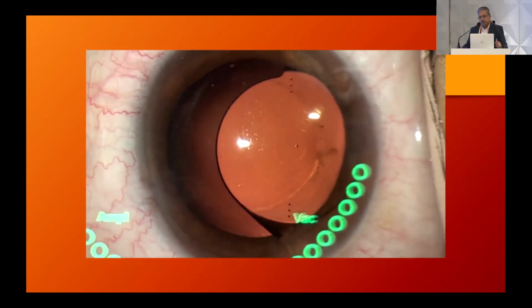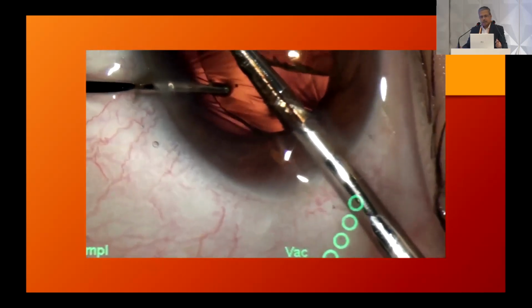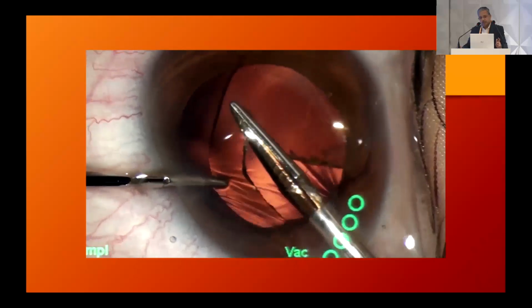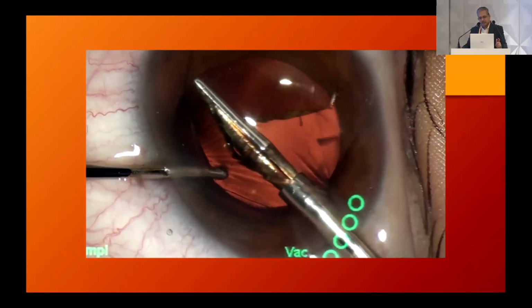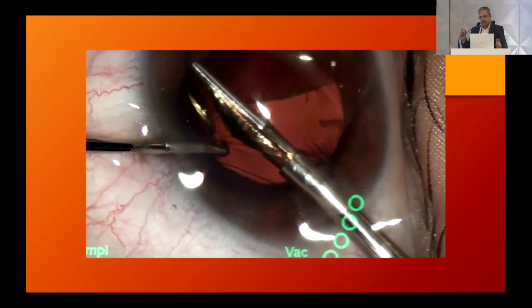and then go in from the side port and hold the IOL with IOL holding forceps and use the scissors to cut this IOL into 3 or 4 pieces, depending on what is required. This was a 30 diopter IOL, so the IOL was quite thick in the center.